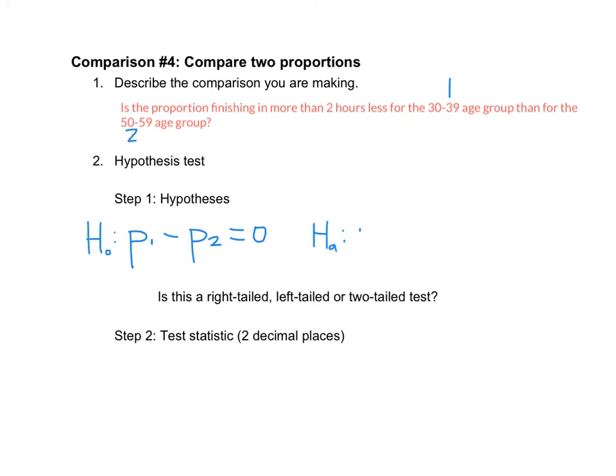The alternate is going to be about the difference of those two proportions, but it is going to reflect what the comparison is asking, and it wants to find out if the proportion is less for the 30 to 39 age group. So if this proportion P1 is less than P2, this difference is going to be less than 0. It's going to be negative. And that makes this a left-tailed test.